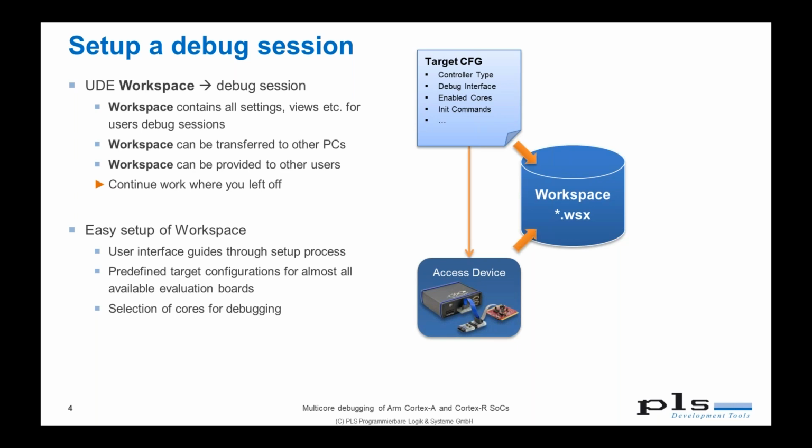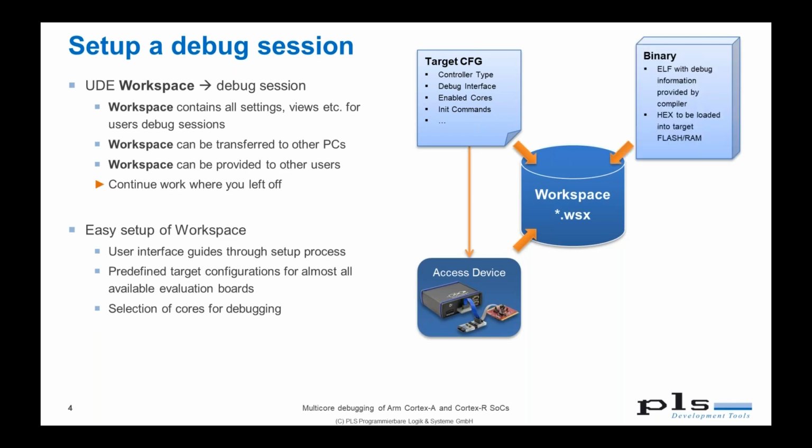Also, you have to select which target access device, from our series of access devices, the UAD2 Pro to Next or 3 Plus, you want to use, and how you want to connect to these devices. You have the possibility to connect using USB or even using Ethernet if it's part of your local network in your company. So once you have collected all this information, then you can create the workspace file and connect to the target.